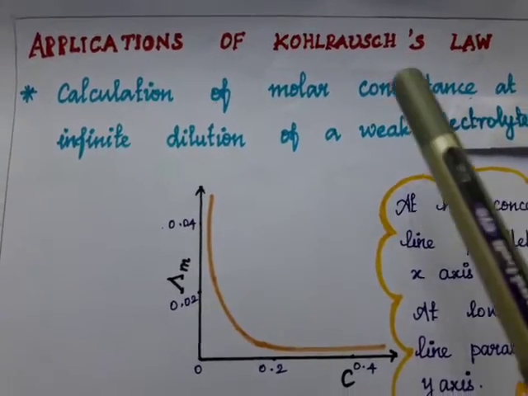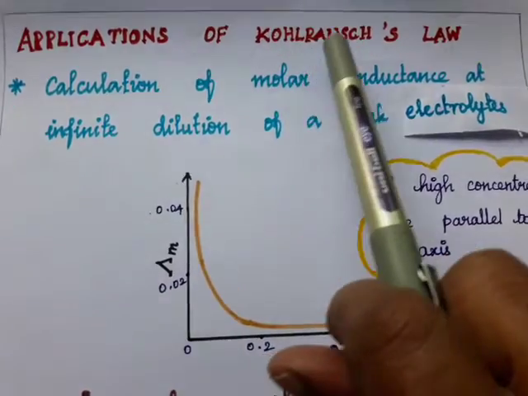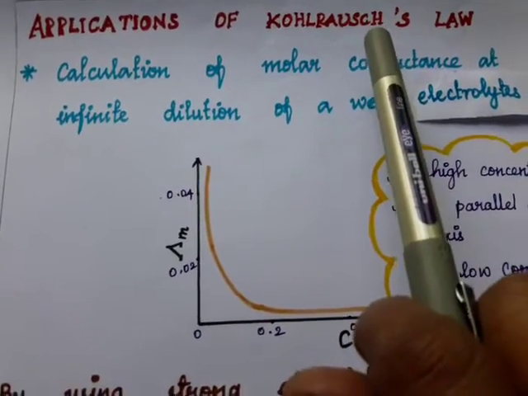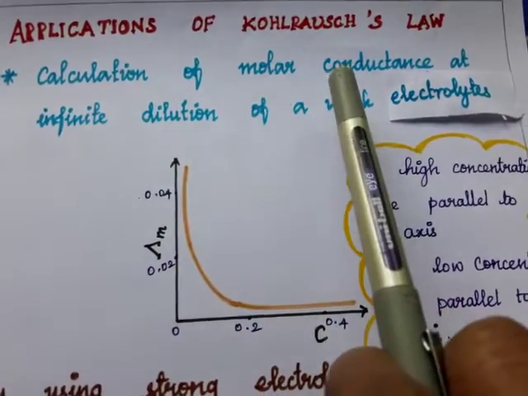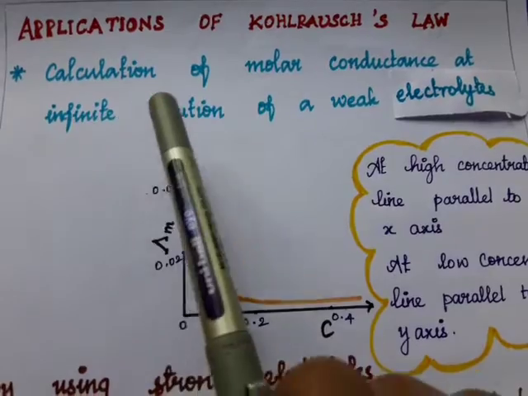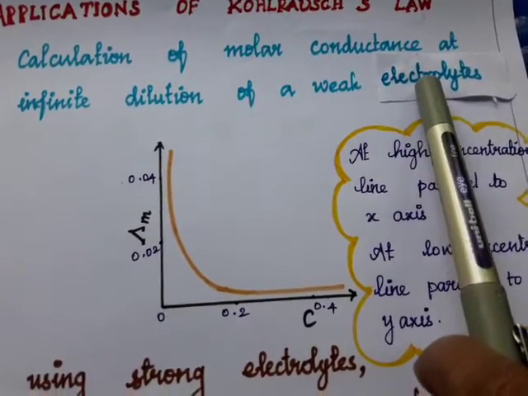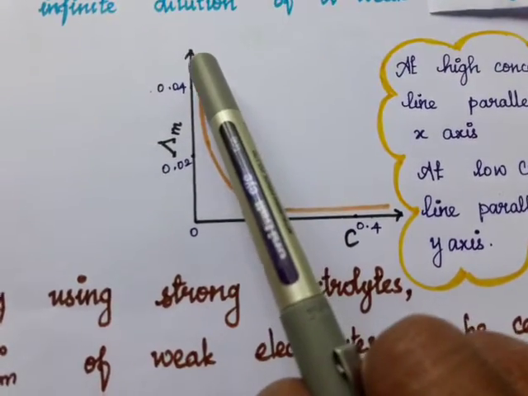Let me continue the topic by learning applications of Kohlrausch law. So we have three applications. The first application is calculation of molar conductance at infinite dilution of a weak electrolyte. So as we know the diagram, the graph.